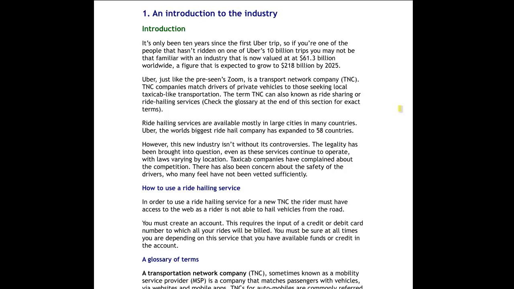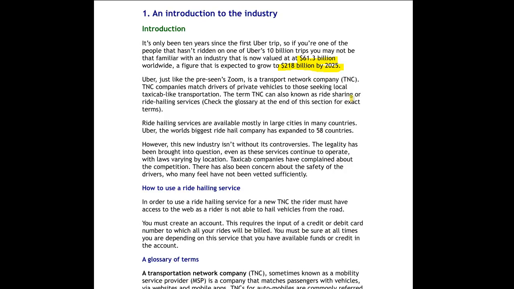The total ride-sharing industry is now valued at approximately $61.3 billion, but that figure is expected to grow by 2025 to about $218 billion. So obviously this is an industry that Zoom looks pretty promising that they're part of.